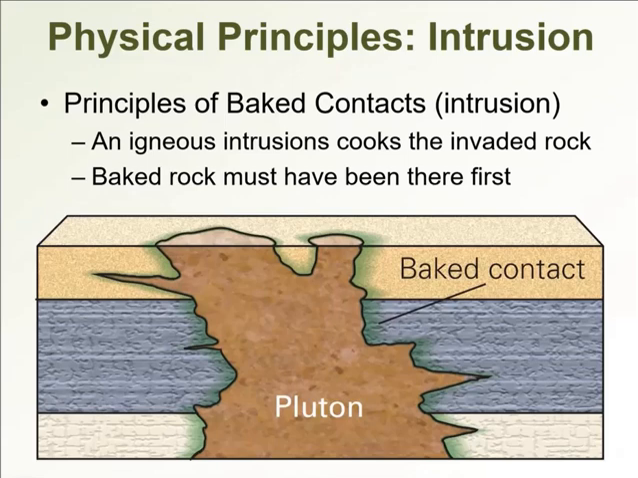Sometimes the igneous material comes in later. The way you can tell the order is, does this happen? Do you have this material baking the surrounding material? So if the igneous material comes in later, it's hot, it's molten, it's going to bake or metamorphose the material it touches. If it went the other direction, you wouldn't see this. So when you see that baked contact, that means the igneous material is younger.